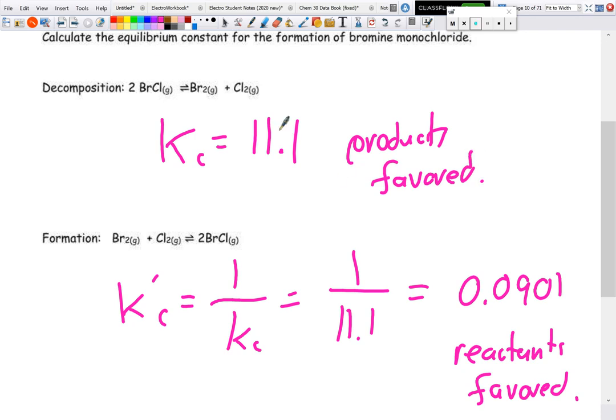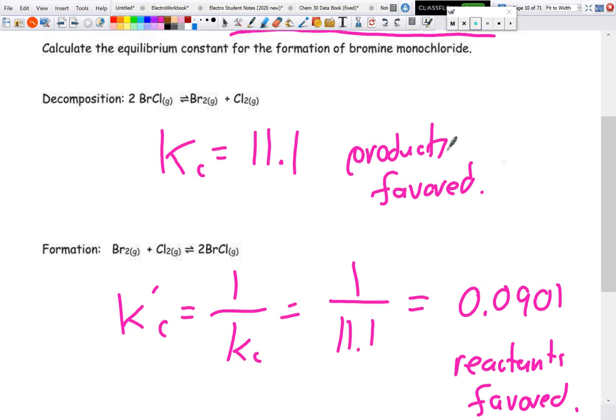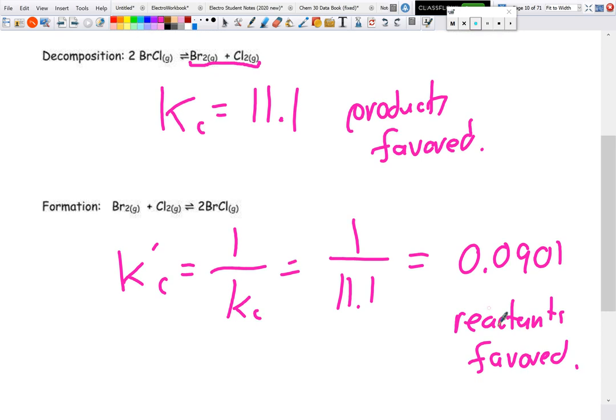Now, it should make sense as well that if for the decomposition we have a number greater than 1, the products are being favored, so that means bromine and chlorine, the formation of those, are being favored. Whereas if we take the reverse reaction, or the formation, where bromine and chlorine react to produce bromine monochloride, the reactants are favored, so same thing, that means bromine and chlorine are being favored. You'll notice that we're using the same numbers, but whether we're looking at decomposition or formation, they're telling us the same thing: bromine and chlorine are being favored in this particular reaction.